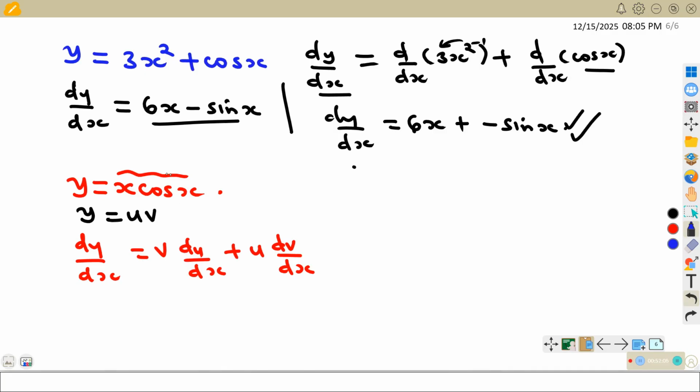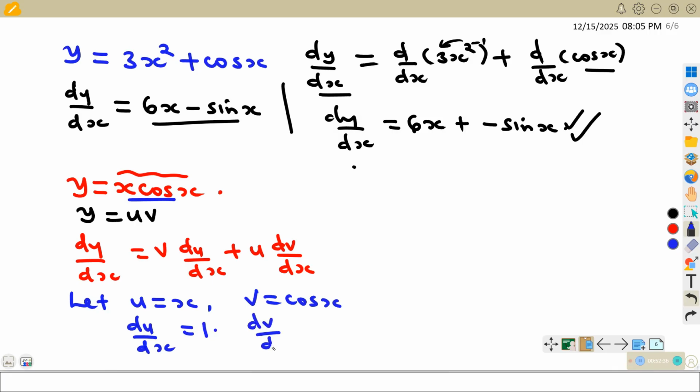So can we now try to get dy dx when y is equal to this? What we do here is we let u be equal to x, then we let v be equal to cos of x. So what do you get for du dx here? You get 1, that is okay. dv dx is negative sine of x. Okay, so for that case, you can now go on and get dy dx.